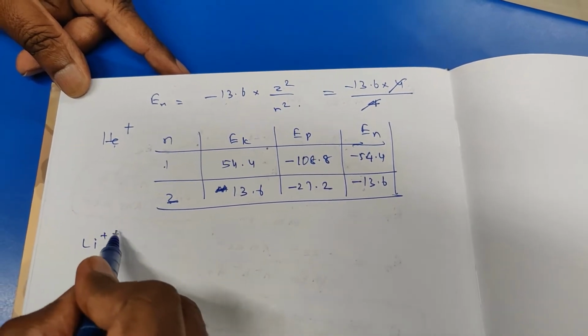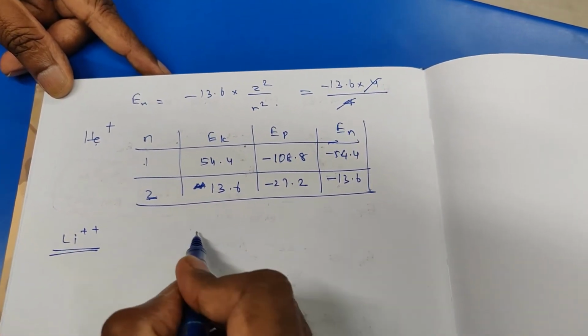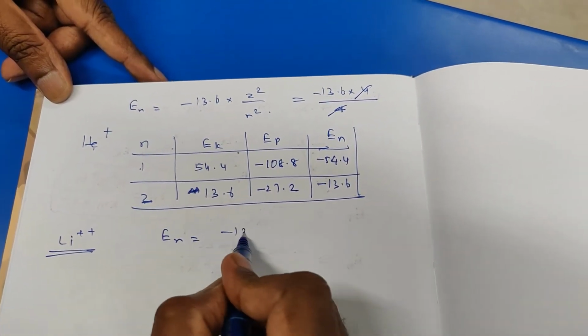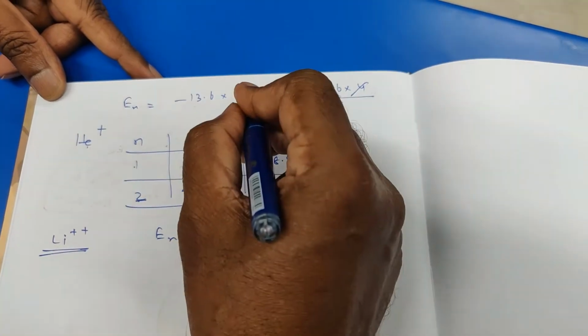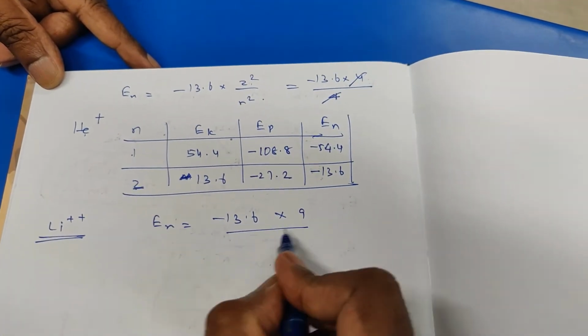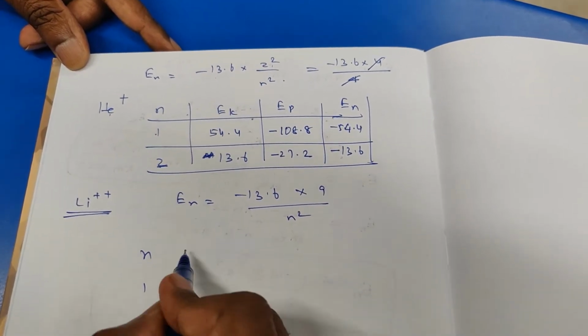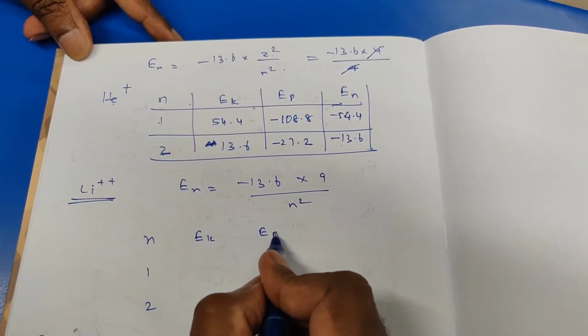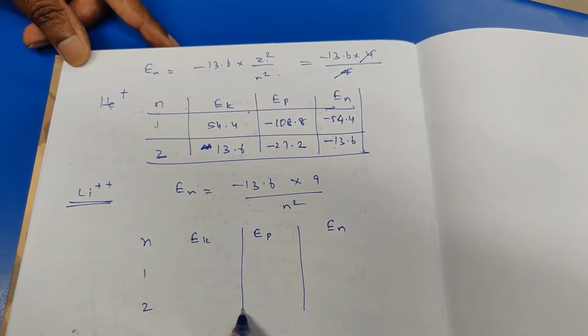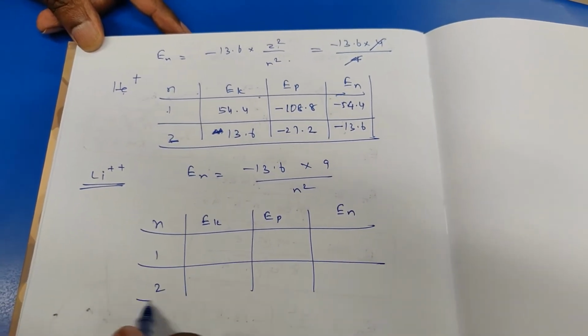And if you go to lithium plus plus, what will happen? The energy formula will be minus 13.6, where Z is 3, so 9 divided by N square. So here, when N is equal to 1, 2, what is kinetic energy? What is potential energy? What is the total energy? You have to make the calculations.